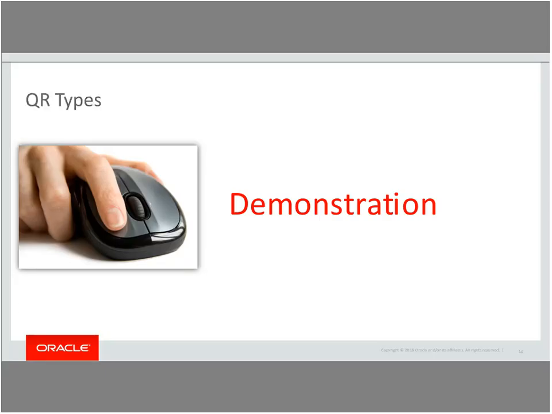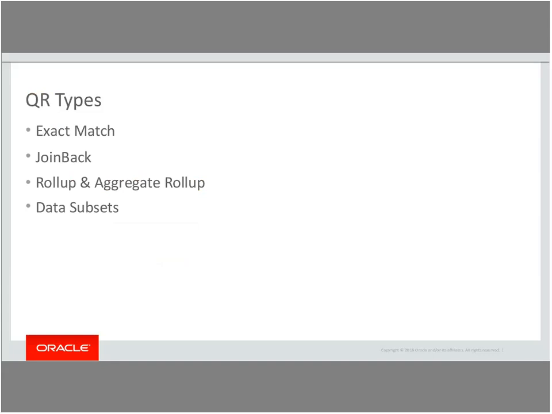So back to the main slides. So we have now the query rewrite types. When a query is rewritten, the Oracle cost-based optimizer compares the cost of the rewritten query and the original query and chooses the cheaper execution plan.